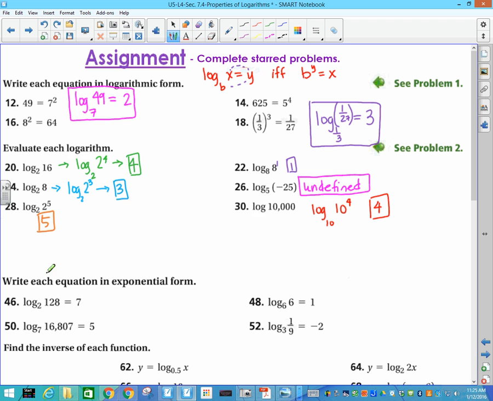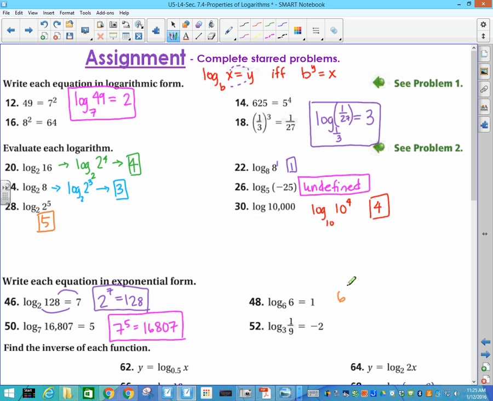Okay, next, write each equation in exponential form. So now, this first one, you were given the exponential, you had to give me logarithmic. Now I'm giving you logarithmic, and you got to give me exponential. So these are the kind I think most people would really love to have all the time. That's just that to that. So 2 to the 7th equals 128. Boom. Okay? 7 to the 5th equals 16807. And of course, you can check that in your calculator if you need to. Okay?